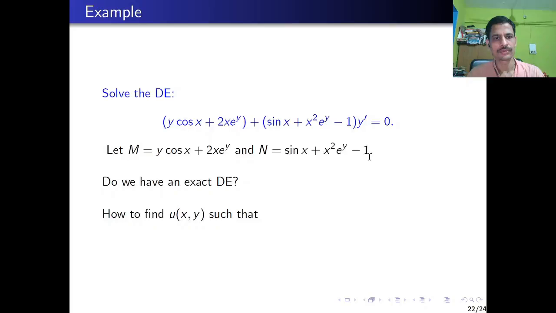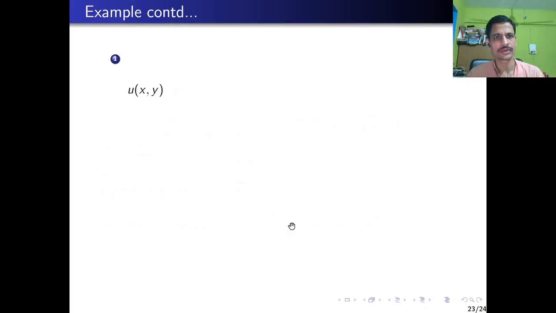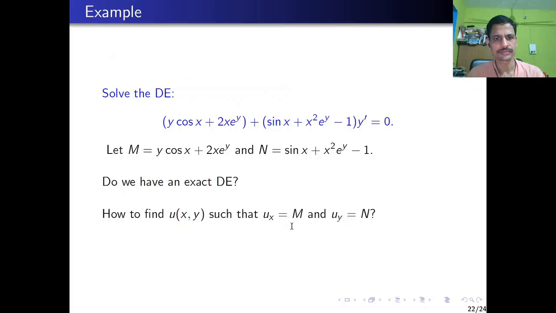So we test whether it is an exact differential equation, and then we find a u using the method that we have learned, for which u_x is equal to m and u_y is equal to n. So first you can check whether the given differential equation is exact or not. You can pause the video and test yourself.